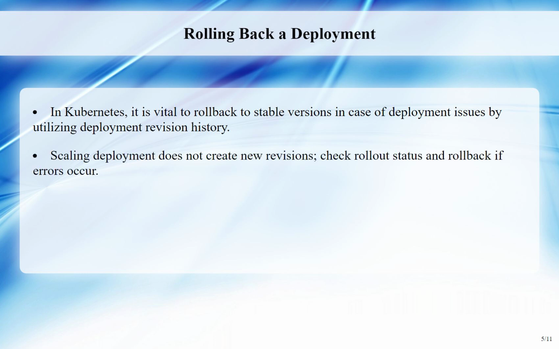Scaling the deployment does not create a new revision, allowing for simultaneous manual or auto-scaling. If a mistake is made during an update, such as a typo in the container image name, it can cause the rollout to get stuck. In this case, checking the rollout status and rolling back to a stable revision is necessary.